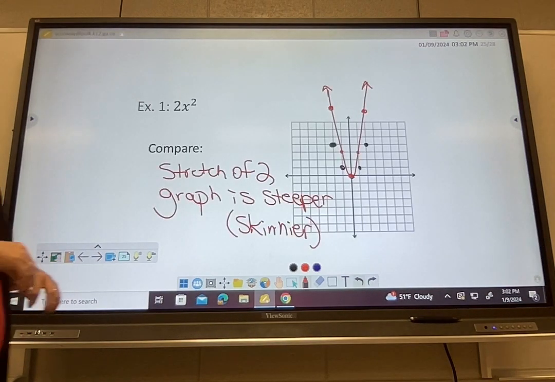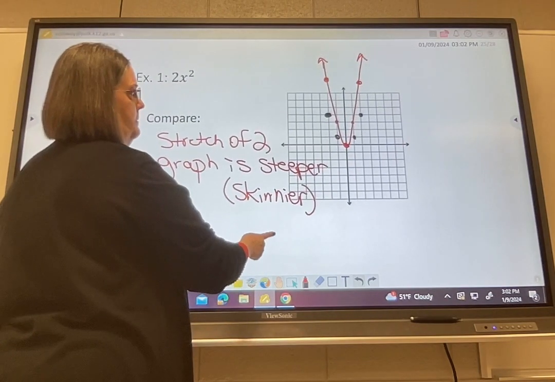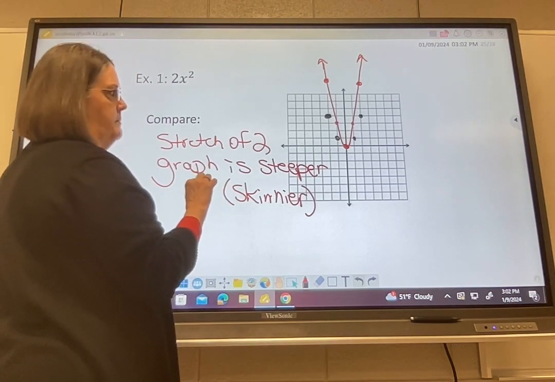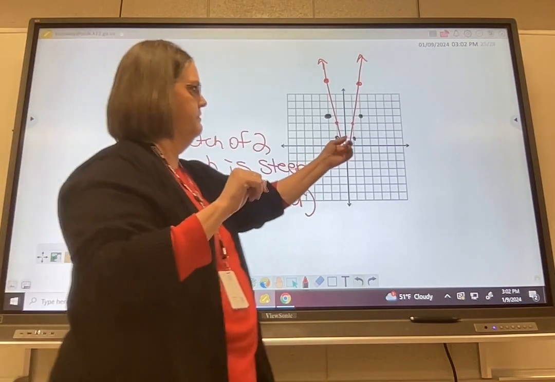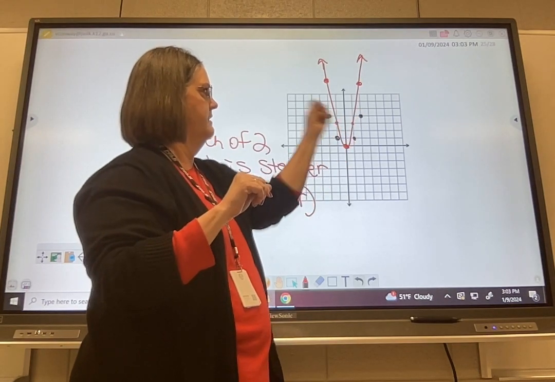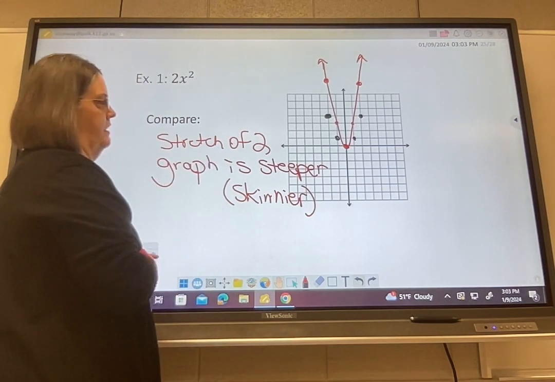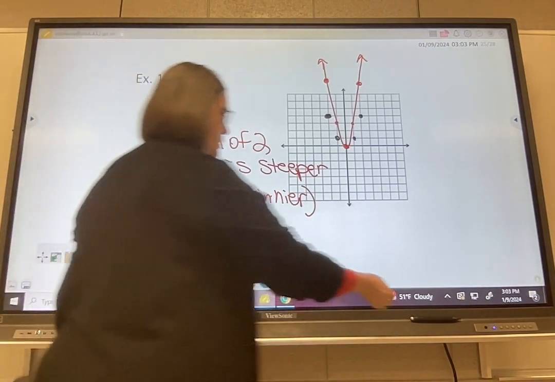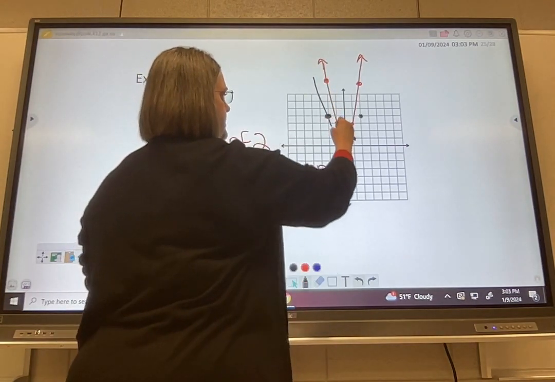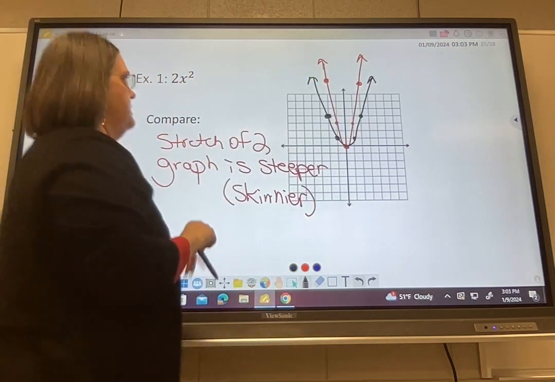All right. Now, I sketched the parent. I didn't sketch the parent graph, but I put the parent graph points in black. And remember, for the parent graph, you've got the points (0, 0), (1, 1), (2, 4), and then (-1, 1) and (-2, 4). So that's your parent. And then we have a stretch of 2. If you notice, it is steeper than the parent and skinnier. And I'll just sketch that so you can see it. It got skinnier. That's what stretching does.